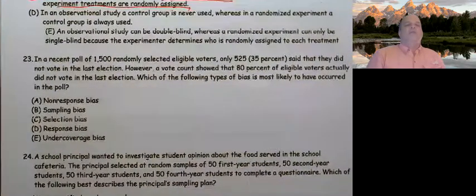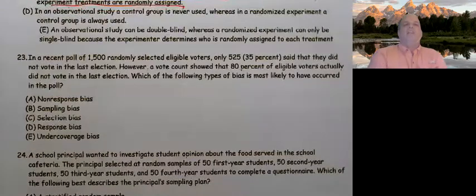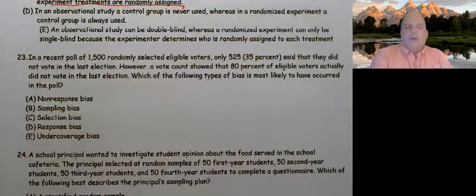In a recent poll of 1,500 randomly selected eligible voters, 35% said they did not vote in the last election. So 35% said, hey, I didn't vote. However, the actual vote count showed that 80% didn't. What types of bias is most likely to have occurred? Well, non-response bias is what happened on the election, but that's not to the poll. They responded to the poll.